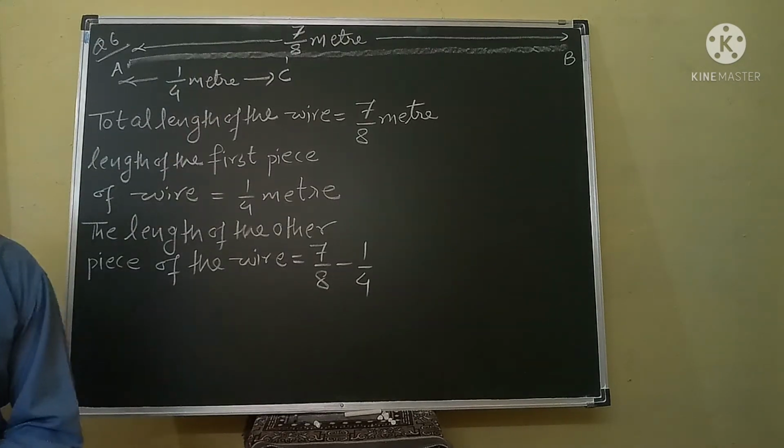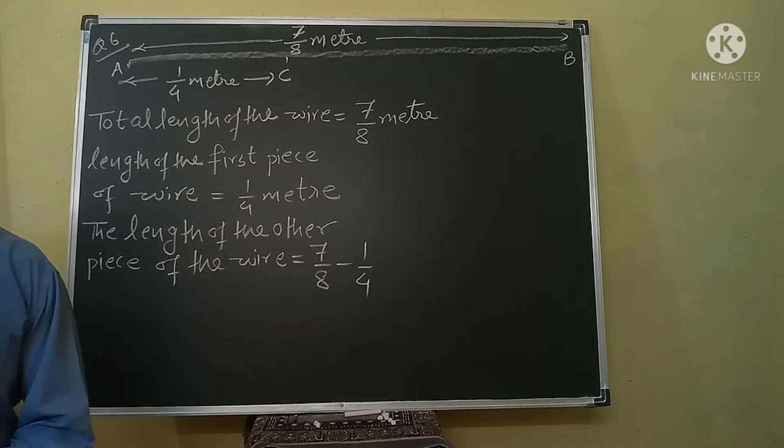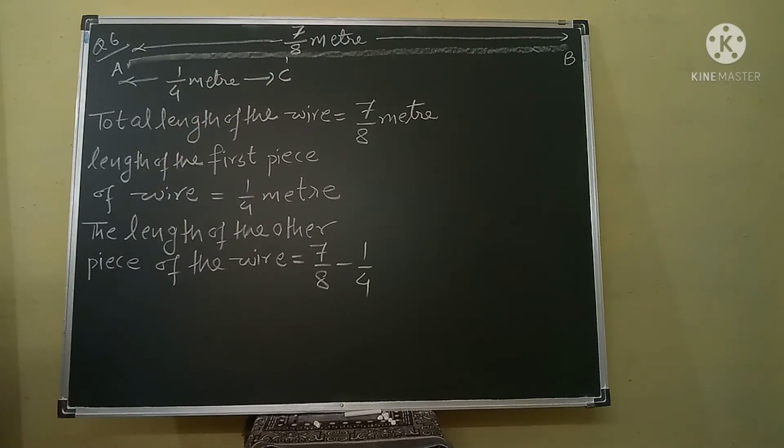Your question number 6 is: a piece of wire 7 upon 8 meter long broke into 2 pieces. One piece was 1 upon 4 meter long. How long is the other piece? A piece of wire 7 upon 8 meter long broke into 2 pieces. One piece was 1 upon 4 meter long. How long is the other piece?